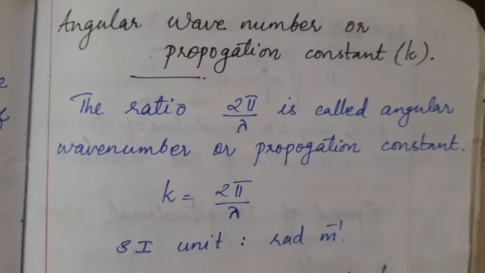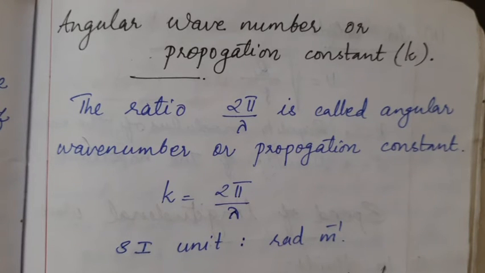Another important term is angular wave number or propagation constant. That is represented by the letter K. You know, wavelength lambda, we have seen, is the distance between two crests or two troughs. Here the ratio 2 pi by lambda, 2 pi by wavelength, is known as angular wave number, or propagation constant, that is K, which is 2 pi by lambda. It will be expressed in radians per meter.